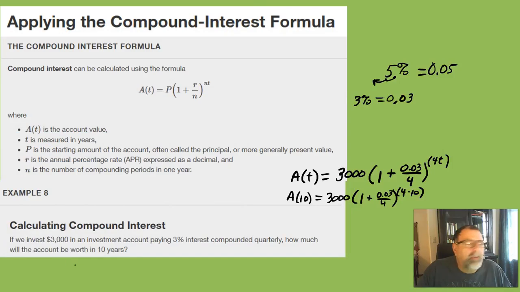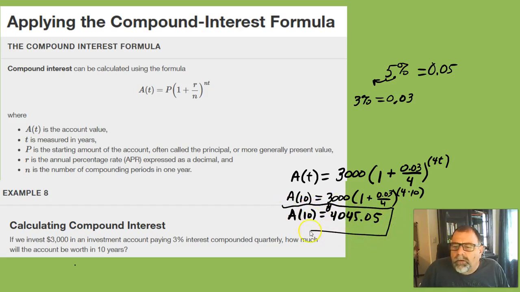$4,045.05 if you round it to the nearest cent. So A of 10 is $4,045.05. With money, you typically round to the nearest cent. So there you go, that's our final answer there.